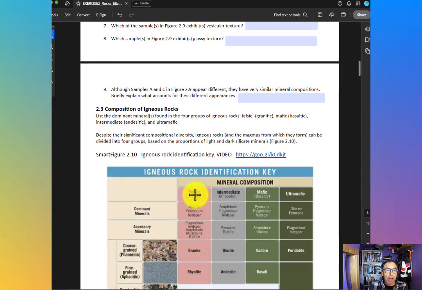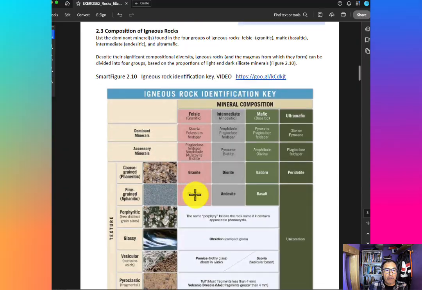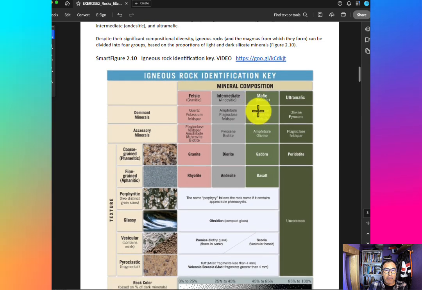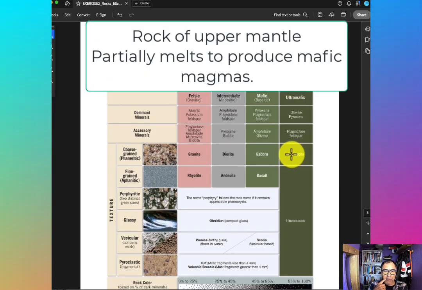Then we started looking at composition here. So remember, for composition, we're looking at felsic, intermediate, mafic, or ultramafic. And again, I talk about these in my video lectures. Remember, mafic stands for magnesium and iron, so it's rich in magnesium and iron, whereas ultramafic is very rich in magnesium. So usually ultramafic rocks are mantle rocks, right? Peridotite. Now, I always have an important saying about peridotite. It's important for two reasons, right? It's a rock of the upper mantle, and it partially melts to make mafic magmas, basaltic magmas, right?